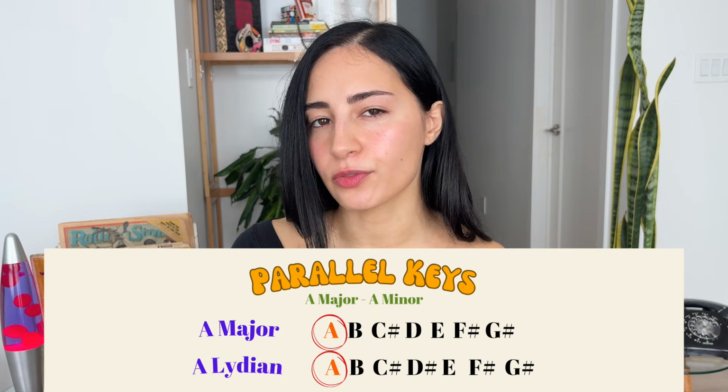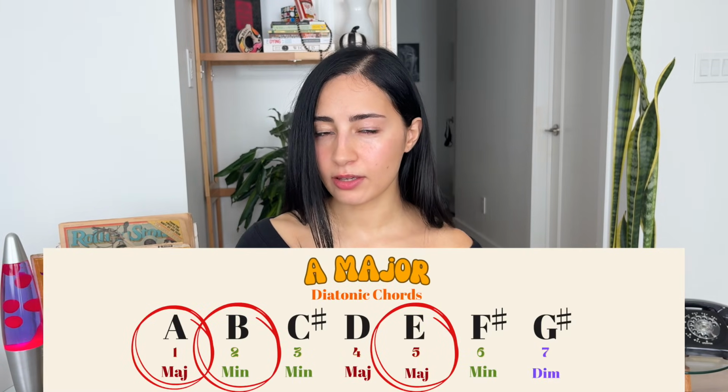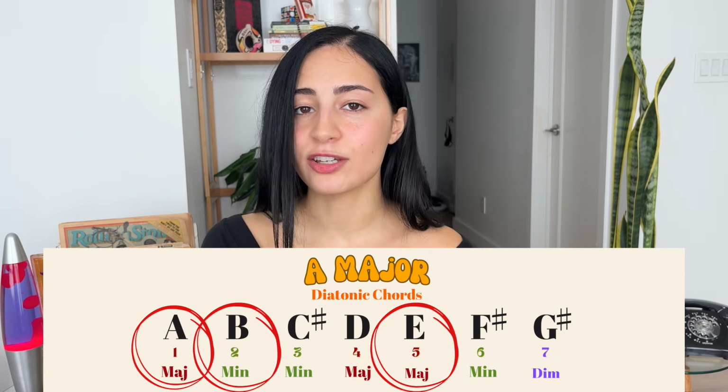So let's do another example together. We'll stick to our A major key, but this time we'll borrow chords from the A Lydian mode, which is another one of A major's parallel keys. They both start with the A note. Let's say we want to play a 1-2-5 chord progression in the key of A major. Those chords are going to be A major, B minor, and E major.